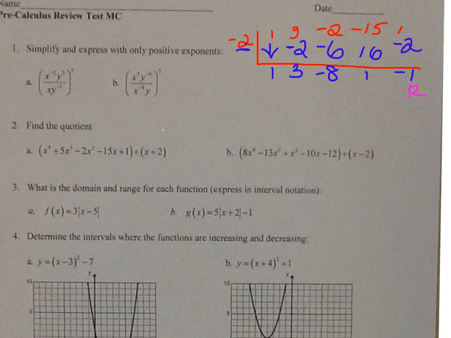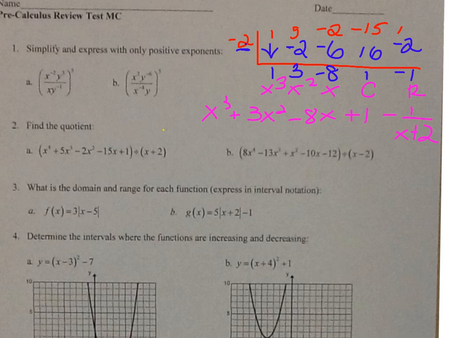So remember, this is your remainder, then constant, x, x squared, x to the 3rd. So your quotient is x to the 3rd plus 3x squared minus 8x plus 1 minus the remainder over what you're dividing by, x plus 2.